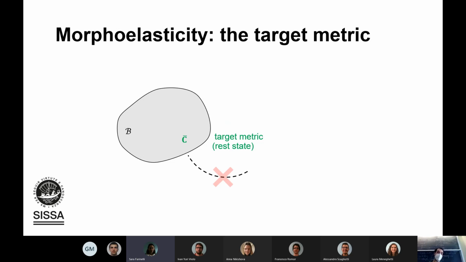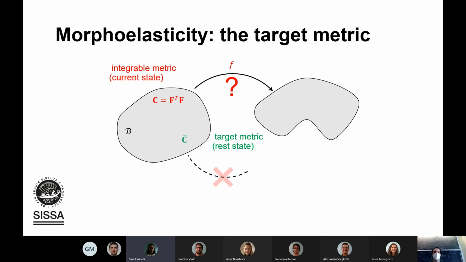So the question is, what is the real configuration that the body will adopt? Is it stress-free or not? So the answer to find the F in red is elastic energy minimization. So one has to take the energy. The energy is a function of C in red and C bar in green. So C is the real deformation and C bar is the target metric prescribing the relaxed stress. And of course, if there is a match between the two, if C is equal to C bar, then it means that it is integrable.